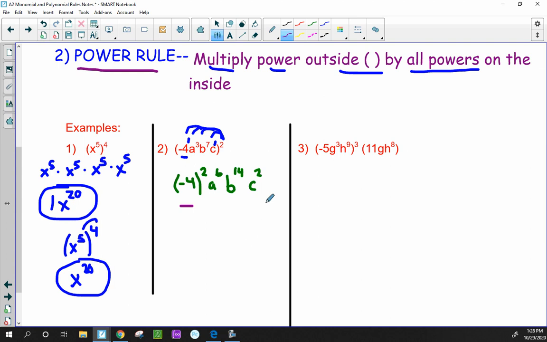Okay, if you've done that, then -4 with parentheses around it actually gives you positive 16. But if you type it in without parentheses, the calculator says -16. That's the reason it's super important to use parentheses. So we're going to use a positive 16 here and then bring down everything else. Okay, so my answer is 16, A the 6th, B the 14th, and C the 2nd.